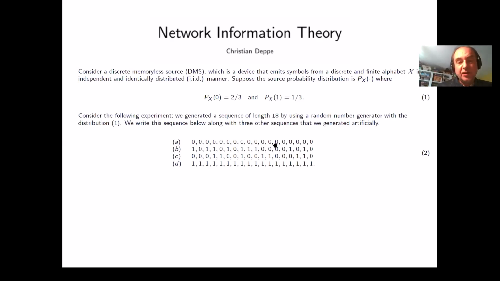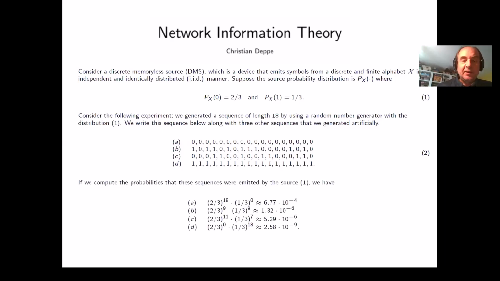What is your opinion? What is the most typical sequence? Of course, we can calculate the probabilities. The probabilities can be calculated in this way. So 0 is more probable than 1. So in case A, we have (2/3) to the 18. This is 6.77 times 10 to the minus 4.